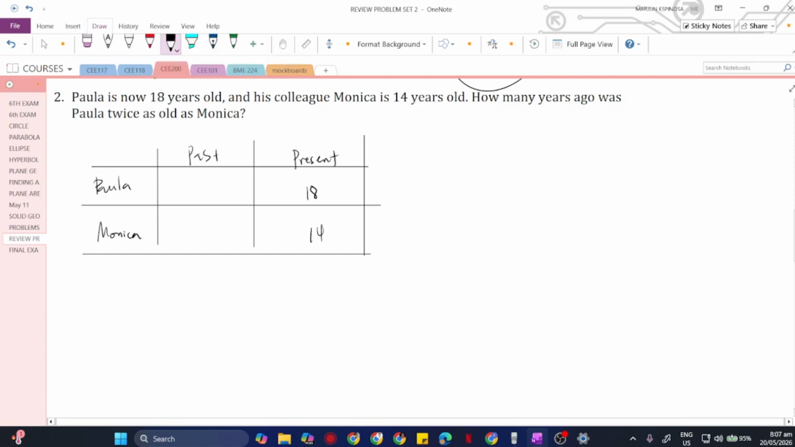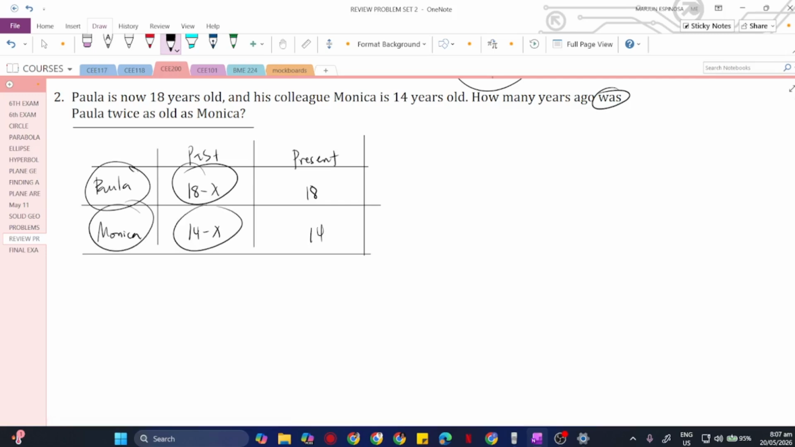Now, in how many years ago daw, wala tayo, hindi natin alam yan. So, kapag subtract natin itong present age ni Paula by many years ago, so sabihin natin yung many years ago na pinapanap dito is x. So, we have here 18 minus x. So, at that past year, yung edad din ni Monica would be 14 minus x. So, sabi dito, how many years ago was Paula twice as old as Monica? So, it talks about the past age. So, yung edad daw ni Paula at the past age is twice daw ng edad ni Monica at the same time, no? So therefore, we have here 18 minus x, yung edad ni Paula in the past, is equivalent daw dapat sa twice ng edad ni Monica in the past. So that is 2 times 14 minus x.